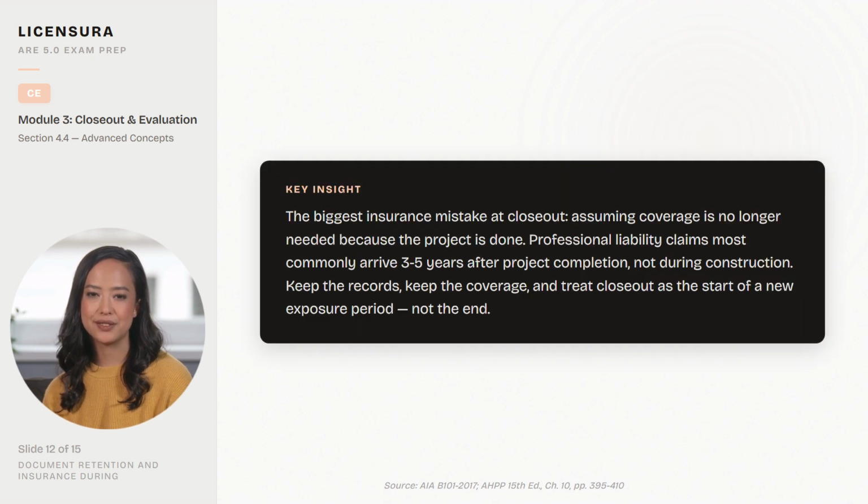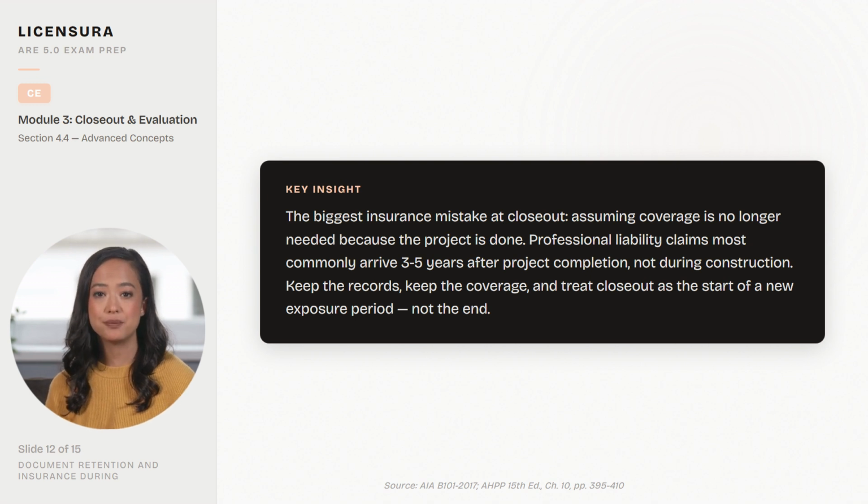Here's the key insight: the biggest insurance mistake at closeout is assuming coverage is no longer needed because the project is done. Professional liability claims most commonly arrive 3 to 5 years after project completion, not during construction. Keep the records, keep the coverage, and treat closeout as the start of a new exposure period, not the end.